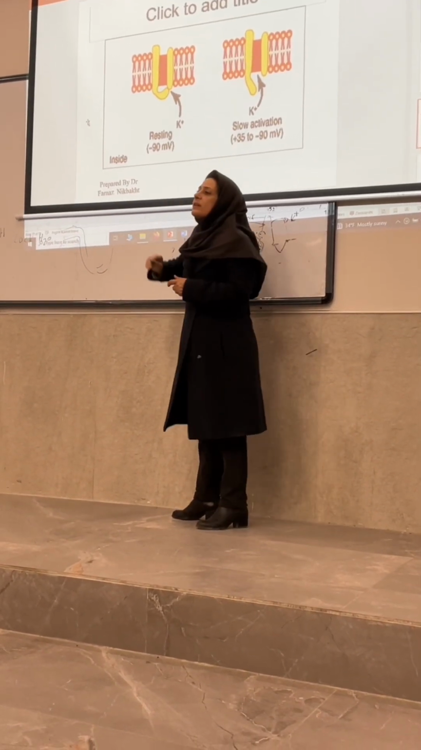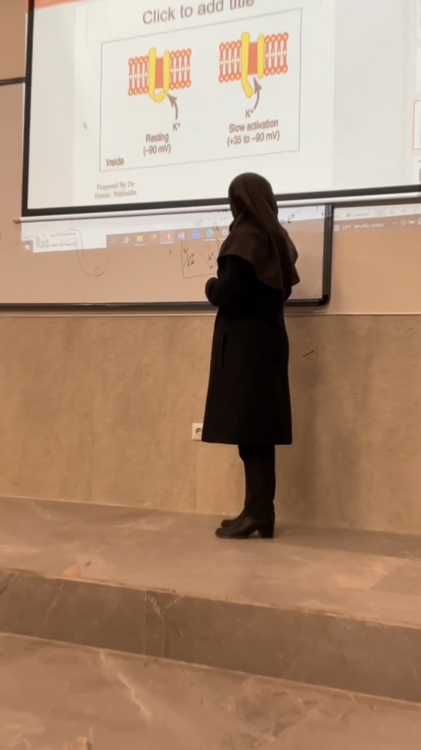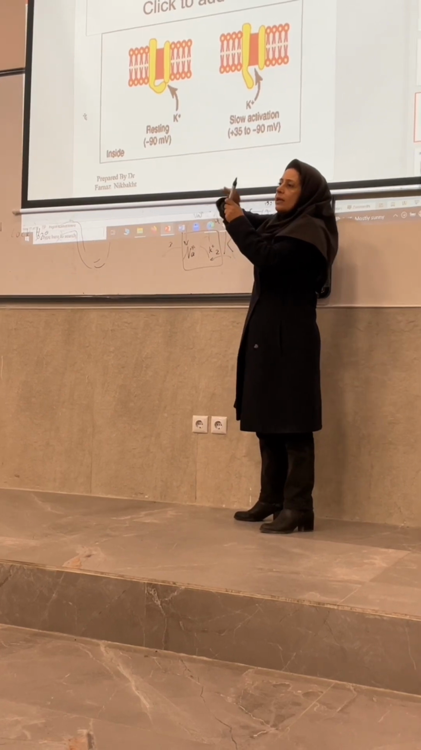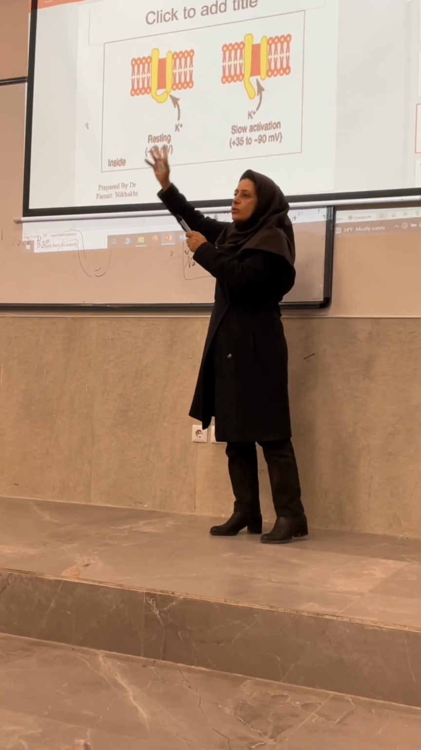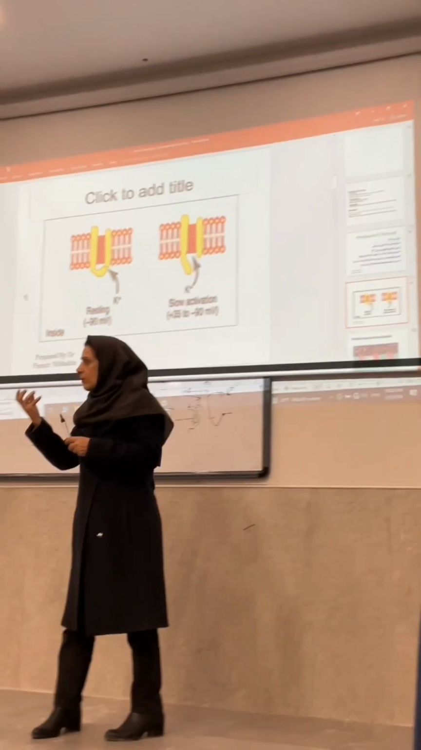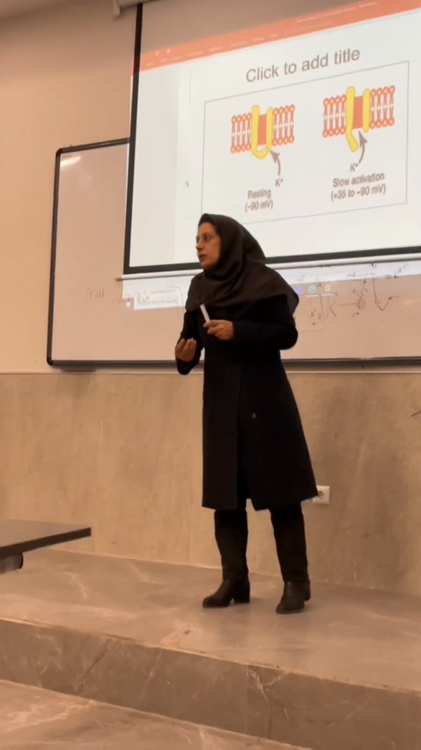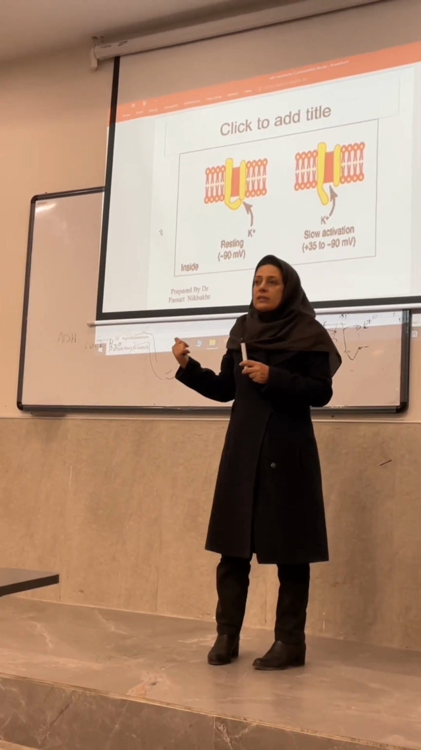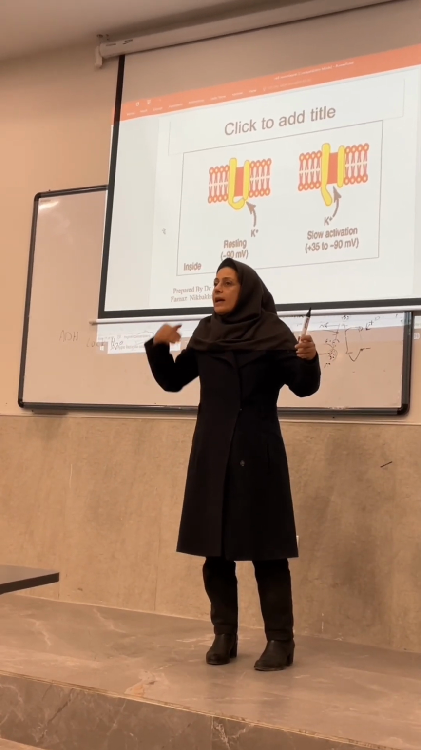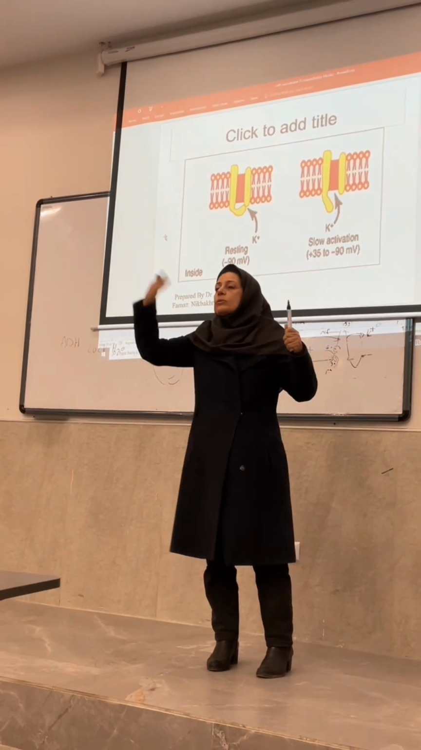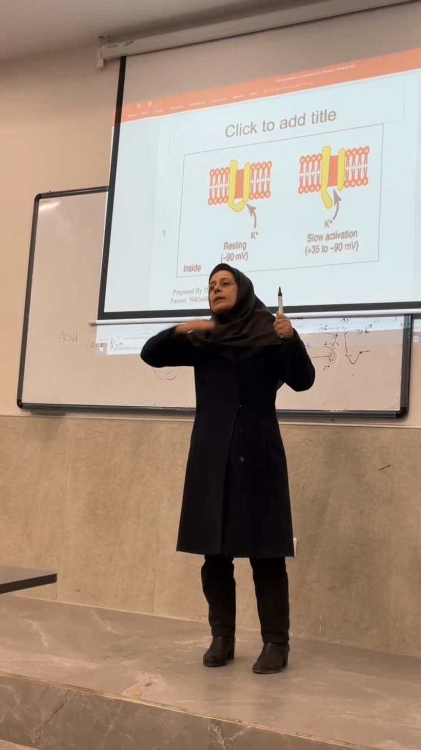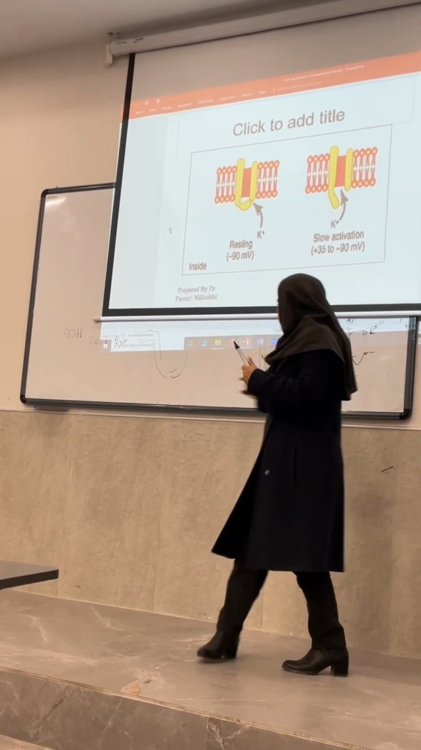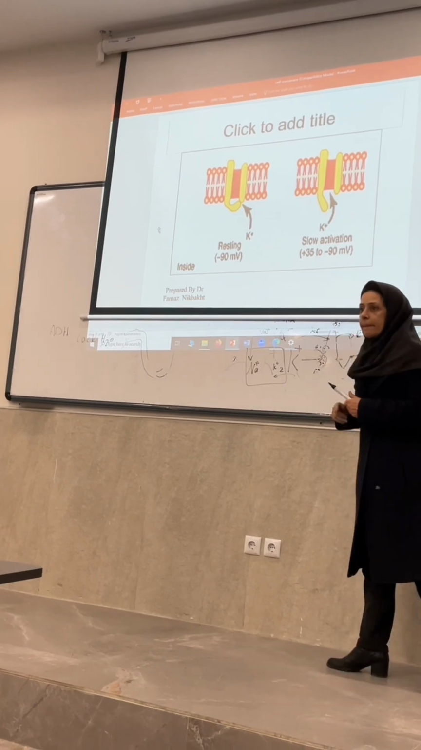But this gate is very slow. So when it reaches minus 90, the gate is not completely closed. Little by little, potassium is going outside. And we have a more negative hyperpolarization because this channel is slow, and at minus 90 it has not been completely closed, and a little bit more potassium is going outside. More potassium going outside means more negative inside. Hyperpolarization of this one, okay?